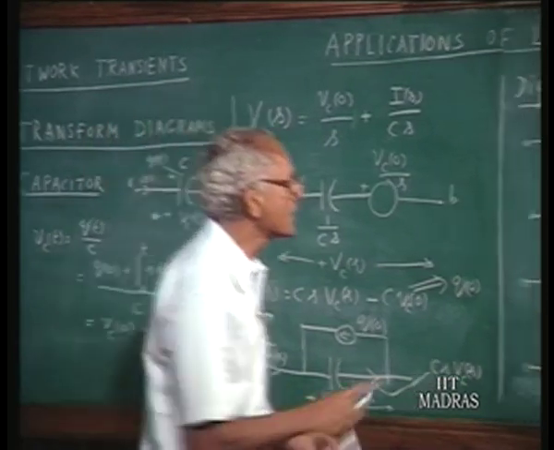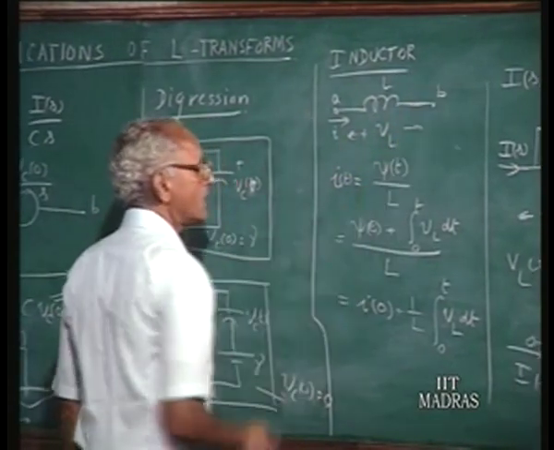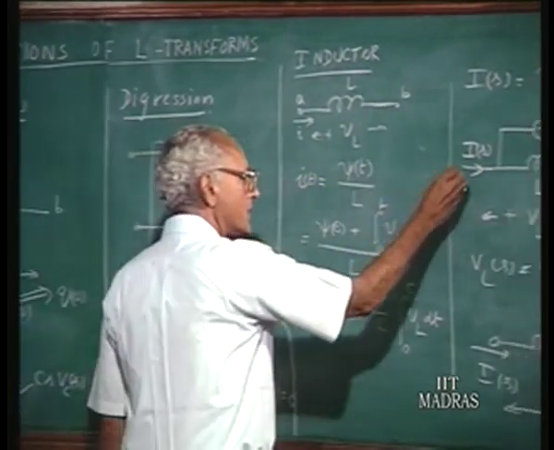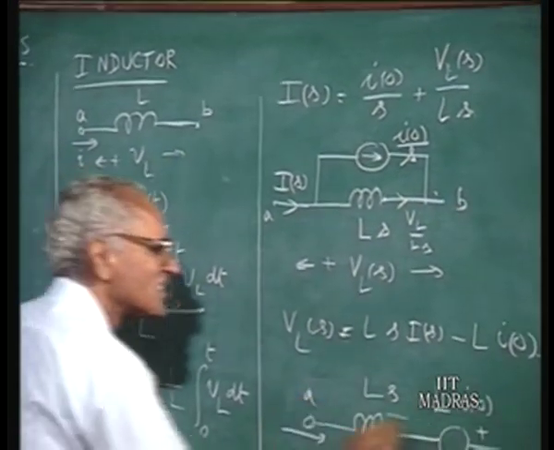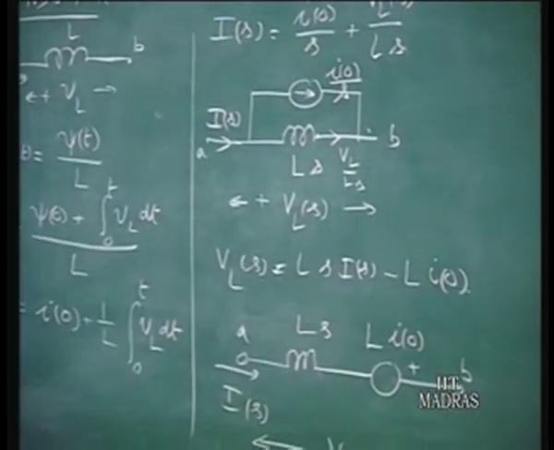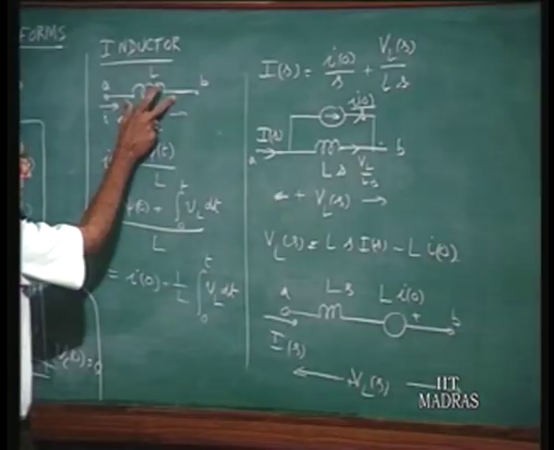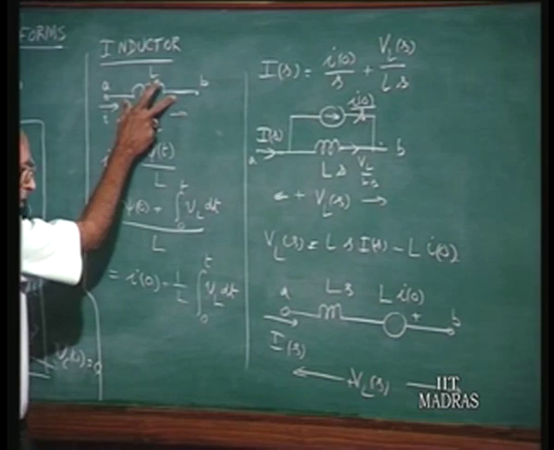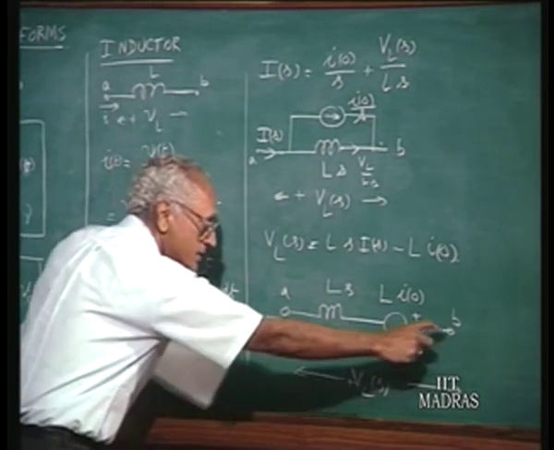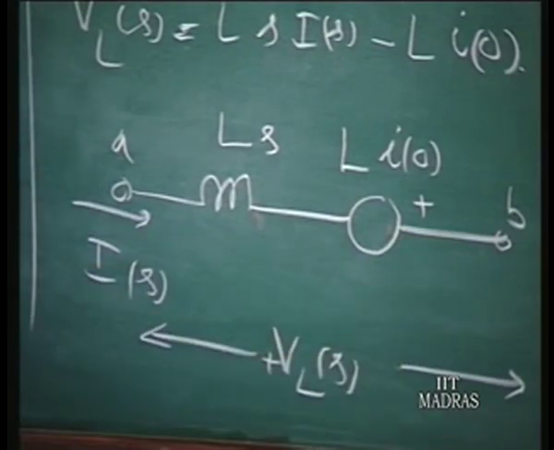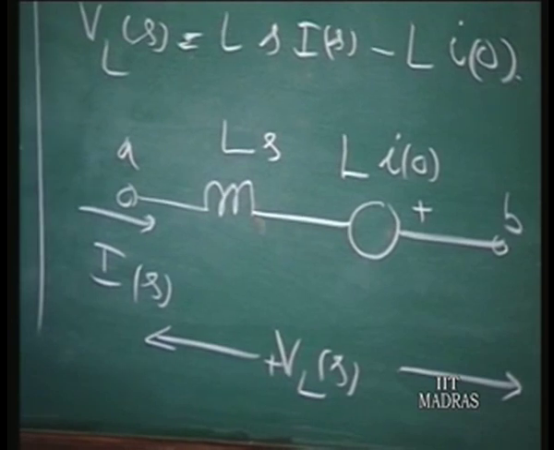Now, another comment here is that if you have A and B as the terminals of the inductor, here also these must be the terminals of the inductor, A, B. You should not think that these are the two terminals of the inductor. If these are the terminals of the inductor in the original circuit, in the transform diagram, you should not think these are the two terminals of the inductor. It is the entire branch, including the voltage source, which stands for the inductor in the transform diagram.